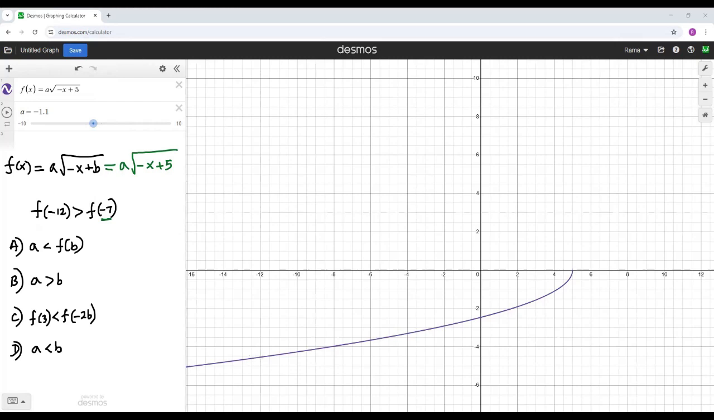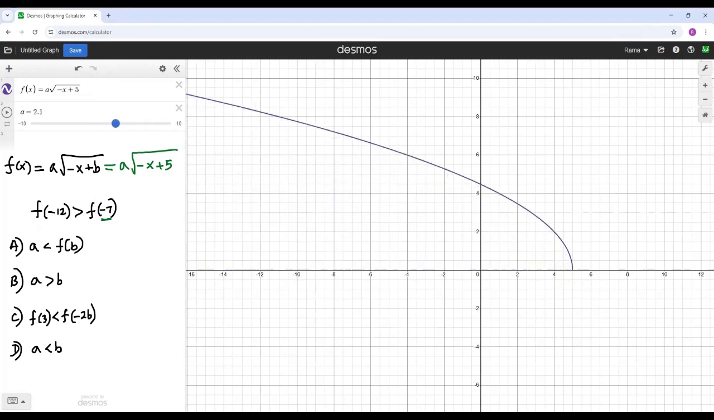Now let me move the slider to make the value of a positive. Now that the value of a is positive, let me get the point corresponding to negative 12 on the x-axis. It's over here, and this is the point over here.